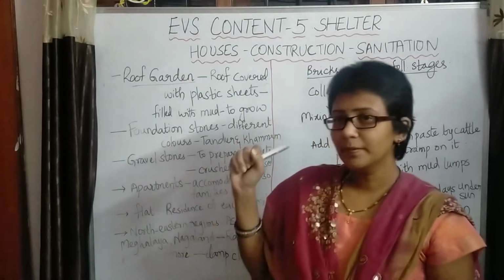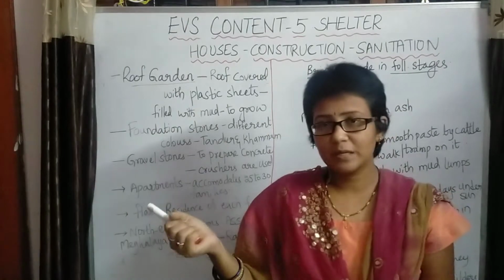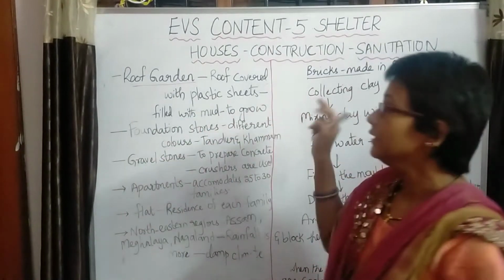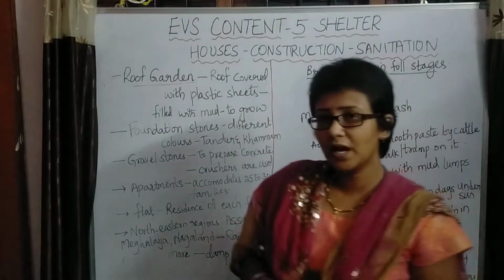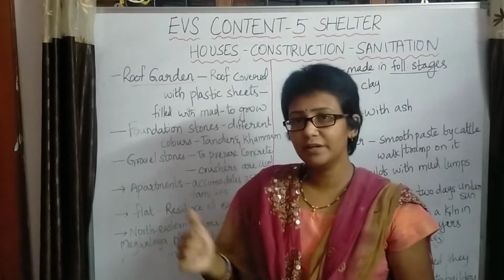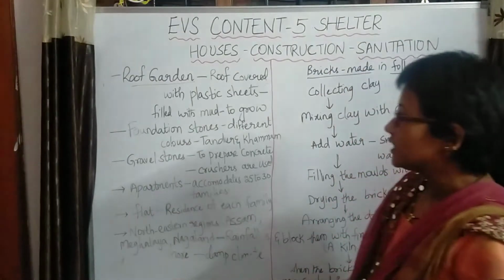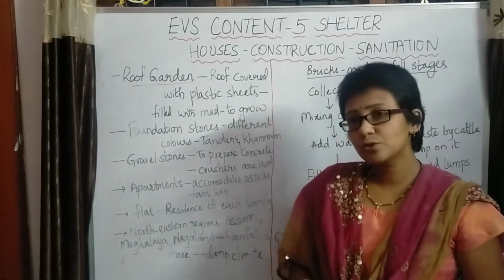ఈ వీడియోలో మనం TSTET 2022 సిలబస్ ప్రకారం 5th చాప్టర్ షెల్టర్లో 4th క్లాస్ కింద హౌసెస్ కన్స్ట్రక్షన్ అండ్ శానిటేషన్ లెసన్ ఉంది. ఆ లెసన్లో ఇంపార్టెంట్ పాయింట్స్ ఏంటి అనేది ఈ వీడియోలో మనం చూద్దాం. సో ఫస్ట్ పాయింట్, రూఫ్ గార్డెన్. సో వాట్ ఈస్ రూఫ్ గార్డెన్?